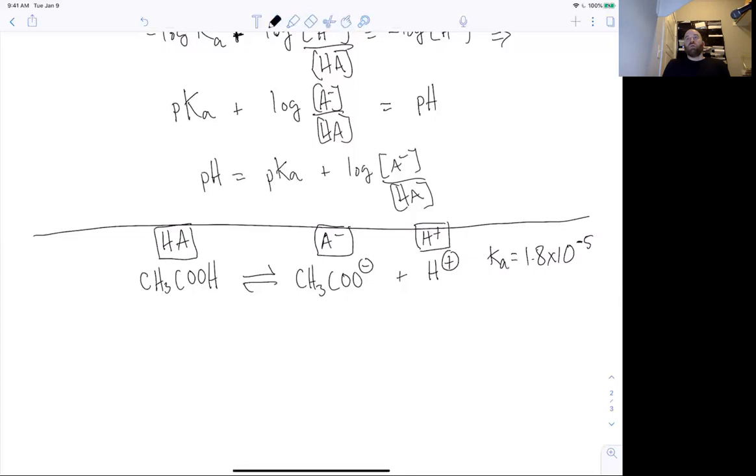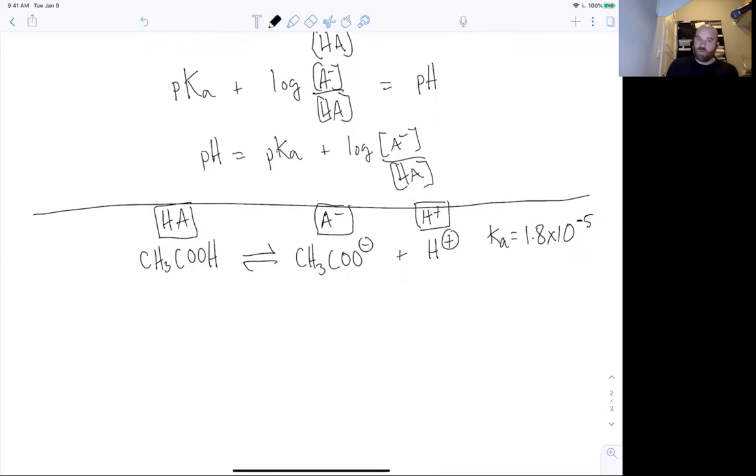So anyway, acetic acid, super common acid. You've probably had it before. It's vinegar. If you have white vinegar, it is literally a dilute acetic acid. Acetic acid, even though it's a weak acid, can still be extremely dangerous when it's super concentrated. But in salad dressing, obviously, it's fine. Let's take a look though.